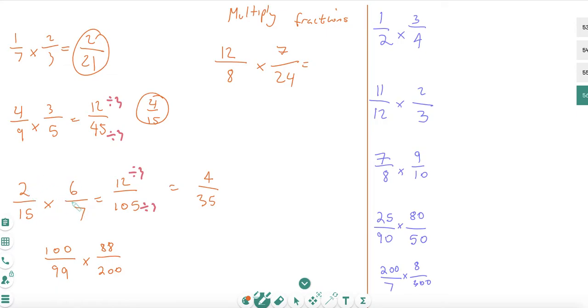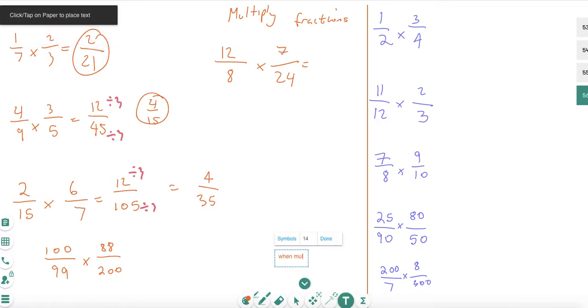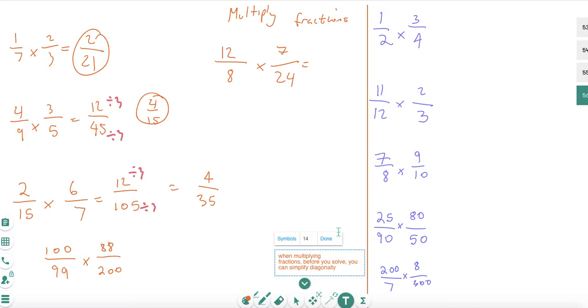Now, there's a little trick you can do if you want when you're multiplying. I'll write it down. When multiplying fractions, before you start multiplying, you can simplify diagonally. Because if I do 100 times 88, that's pretty hard. That's going to be a pretty big number. And 99 times 200 is also a pretty big number. What we can do, it only works when you're multiplying fractions, is you can simplify diagonally.